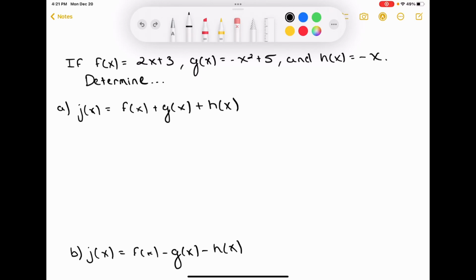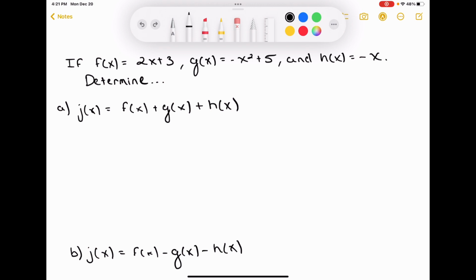Okay, let's do some work with some composite functions. So composite functions mean we're going to have multiple functions and we're going to add or subtract them depending on what type of functions are defined here. So let's say f of x equals 2x plus 3, g of x equals negative x squared plus 5, and h of x is equal to negative x.